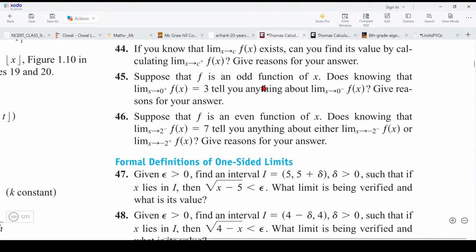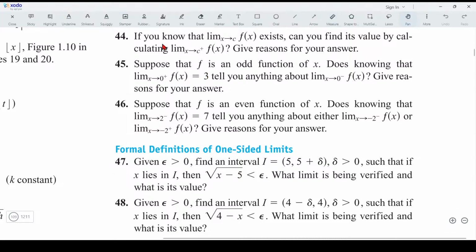Next, now f is an odd function. Now the limit as x tends to 0 plus of f of x equals 3. Does it tell anything about the limit as x tends to 0 minus? So what is an odd function? An odd function is f of minus x equals minus of f of x. Let's say for example, what should happen to f of 0.5. We are approaching 0 from the right hand side. f of 0.5 is some number. f of minus 0.5 should be minus of that number, right? So for example, the limit as x tends to 0 plus means that when x is close to 0, f of x is close to 3.